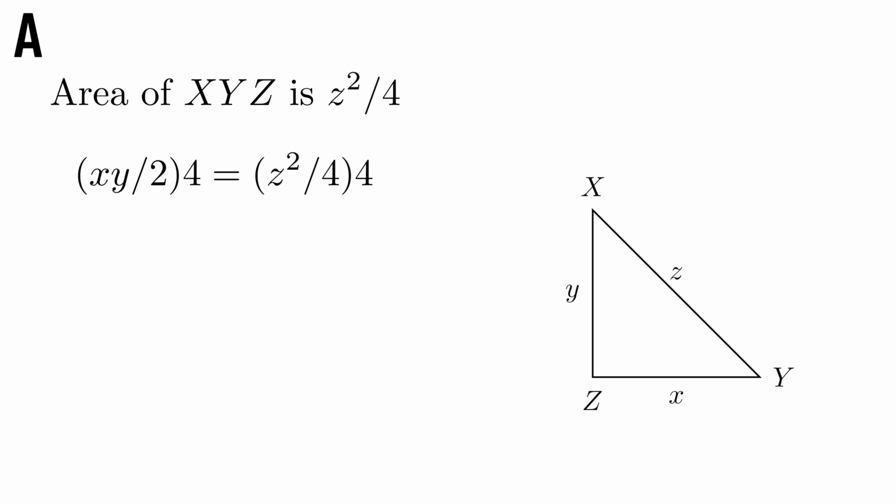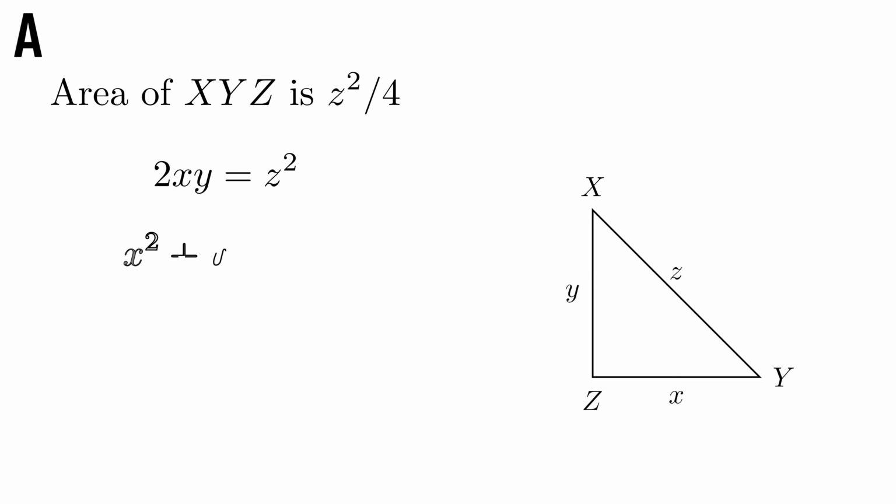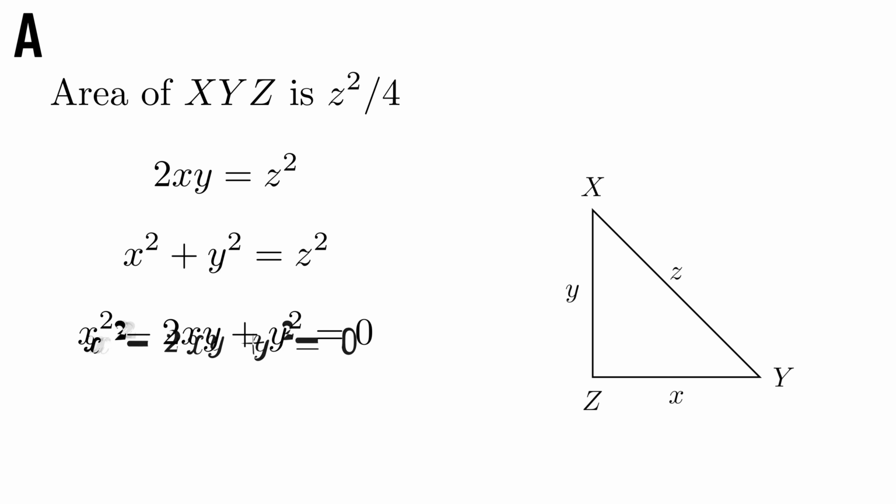Multiply 4 on both sides, we get something nicer. By the Pythagorean theorem, we also know that x squared plus y squared equals z squared. Use this expression to subtract the previous one, and we get this. It's a perfect square trinomial, and we know that it's equivalent to this. At this point, we somehow don't know where to go.